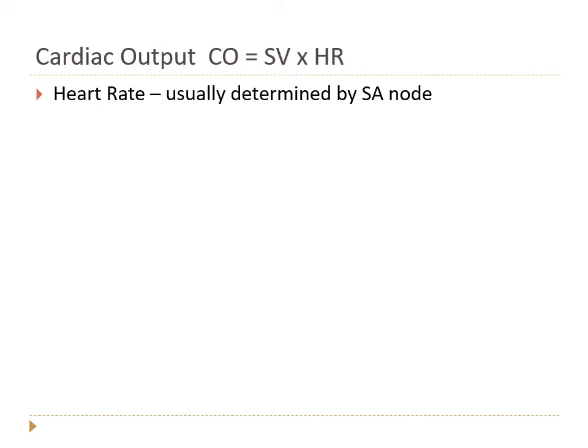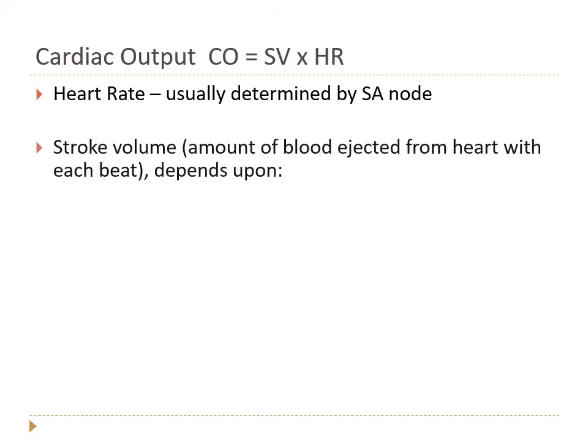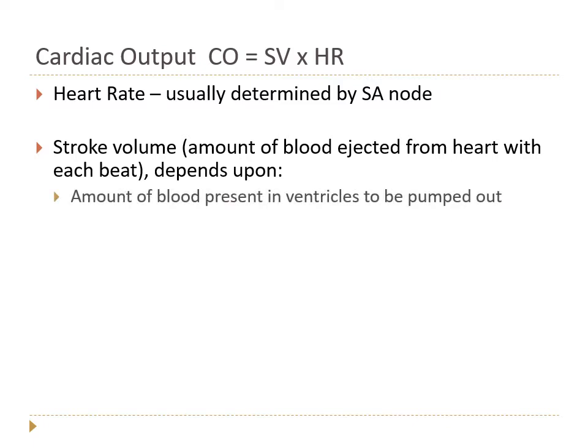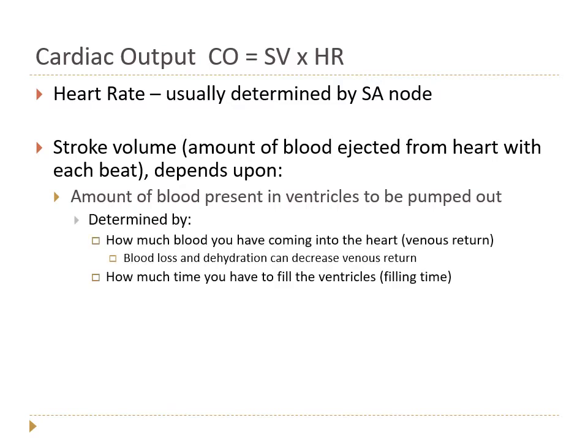We know that the SA node receives innervation from the autonomic nervous system, and we'll talk about that a little bit later. So that's what's going to determine your heart rate. Your stroke volume, right, so how much blood your heart pumps out with each beat is going to depend on a variety of factors. One of them is, well, how much blood is in the ventricles that can be pumped out, right? So you can't pump out more than is in there.